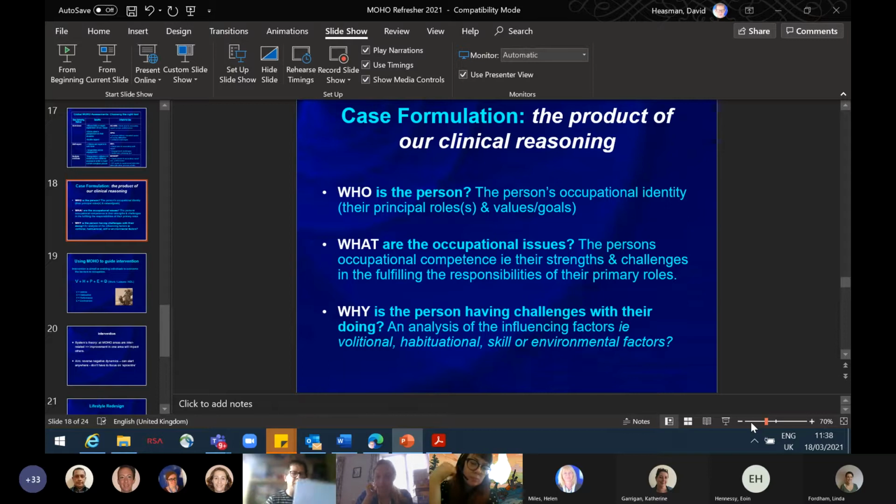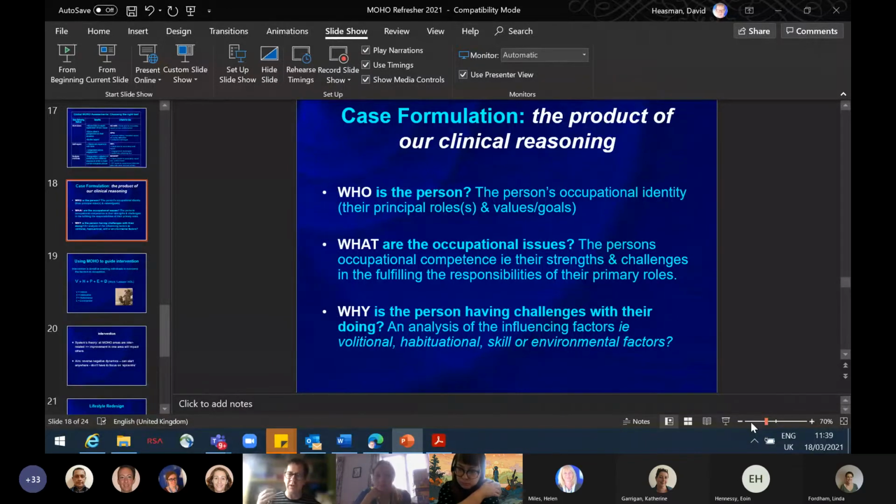The what bit is, what are the doing problems? How effective is the person in putting their identity or their preferred identity into practice? So this will probably be in the language of self-care, productivity, and leisure. How are they functioning in those areas?